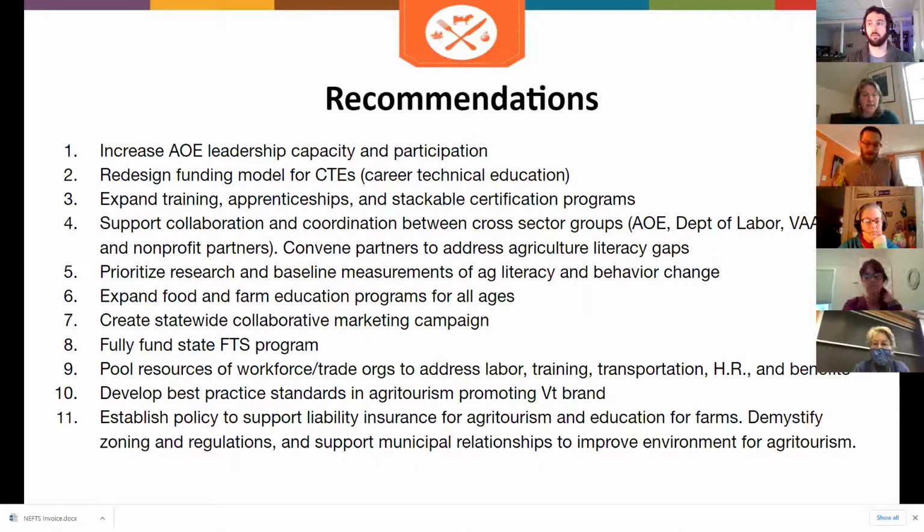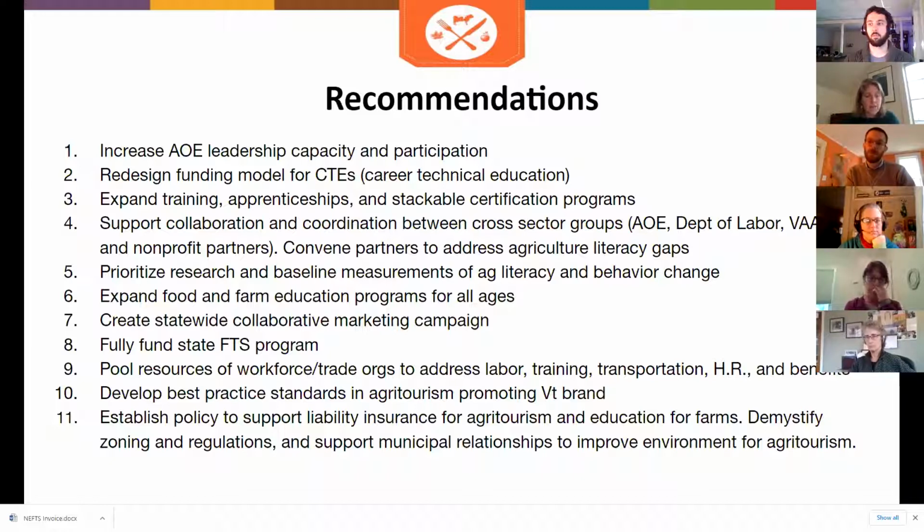Number ten, the agritourism, and this actually comes back to recognizing a lot of the work the Vermont Farms Association did, but that we're at a place now that we need to develop some more best practice standards around promoting the Vermont brand.